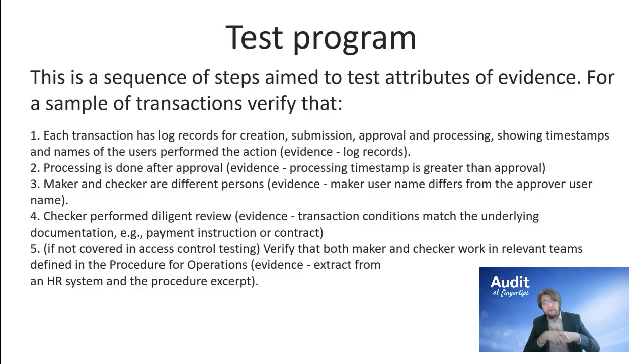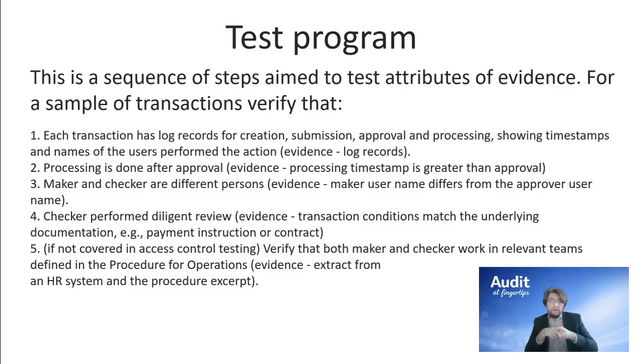So we check whether every transaction has records for creation, submission, approval, and processing, and we see the timestamps and we see the names of the users, because accountability comes with the documentation, because we can only call someone for accountability if we see the name of this person against a particular operation. So the information in this log is vitally important, because if we don't have this information, the rest of the testing program wouldn't make any sense.